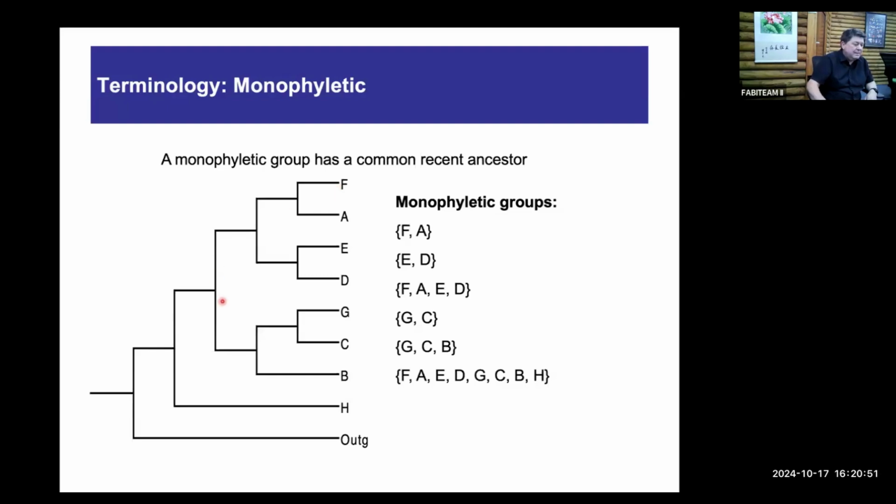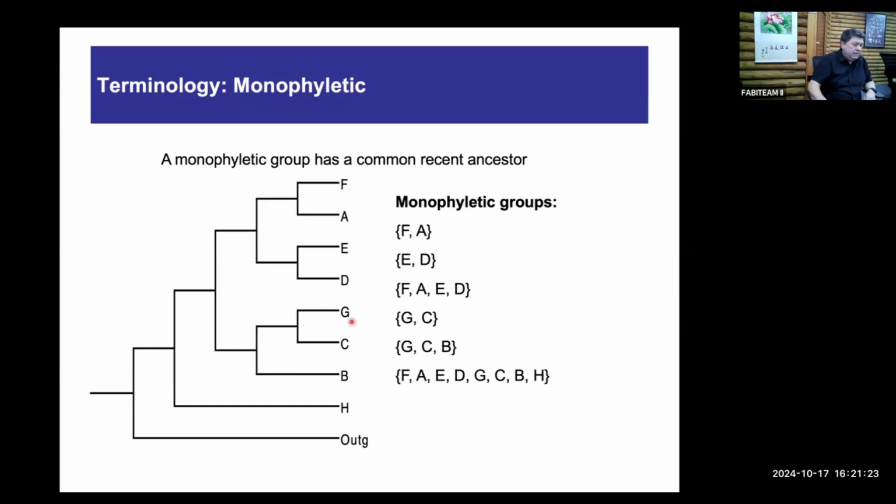They can also be seen as a clade. So F and A can be a clade, E and D can be a clade. So a monophyletic group is a clade. We don't talk about a monophyletic clade because a clade is per definition a monophyletic group. So right at the root here, all of this can be seen as monophyletic because they all share a common ancestor.